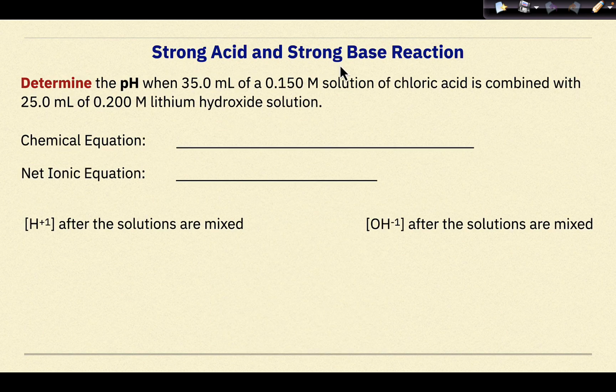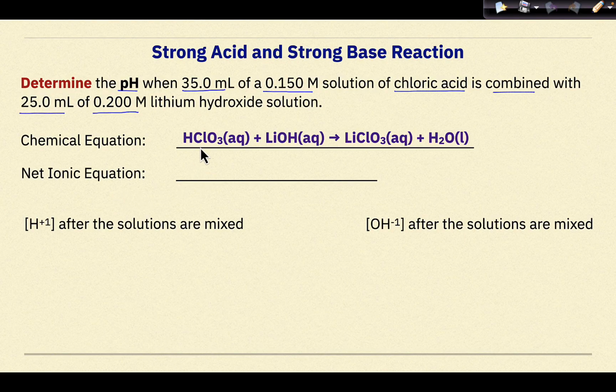Strong acid, strong base reaction. Determine the pH when 35.0 milliliters of a 0.150 molar solution of chloric acid is combined with 25.0 milliliters of 0.200 molar lithium hydroxide. The chemical equation for this reaction is HClO3 plus LiOH yields LiClO3 and H2O.